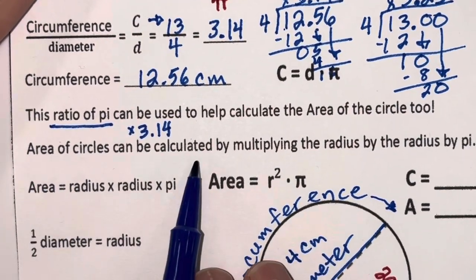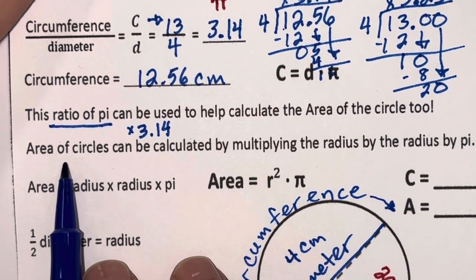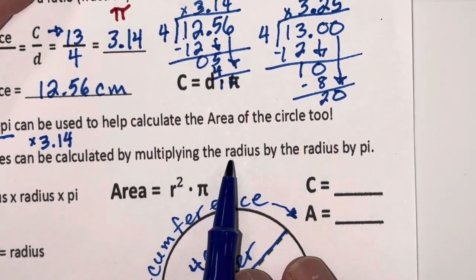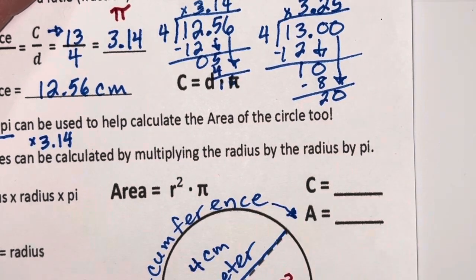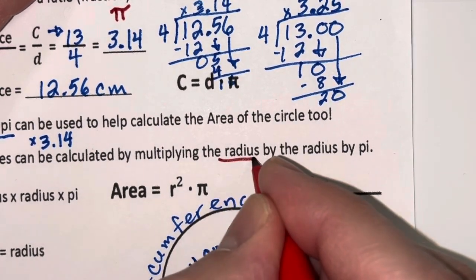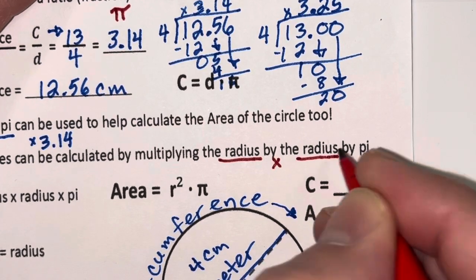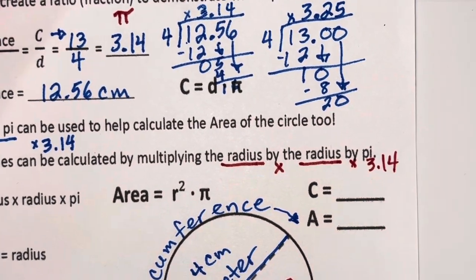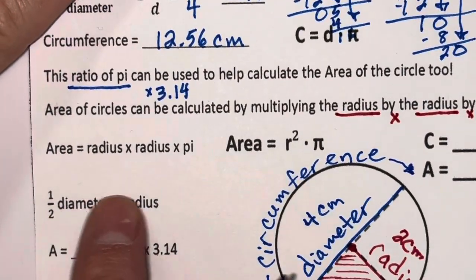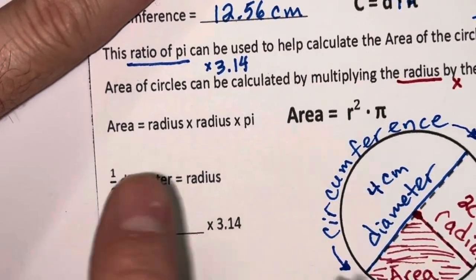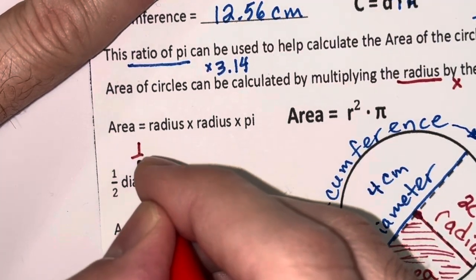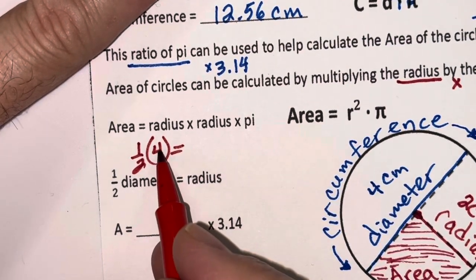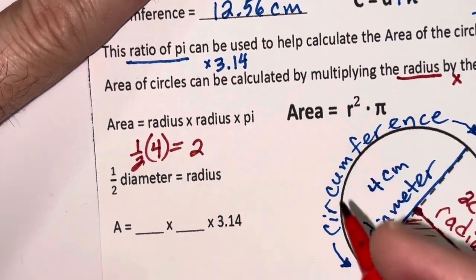So the area of the circle, we need a length times a width in order to get area. But the measurements that we're going to use within a circle is going to be radius times radius times our circle factor, which is going to be 3.14. So it's noted right down below. So we did this already. So 1/2 the diameter is 4. Half of that is going to give us a radius of 2.